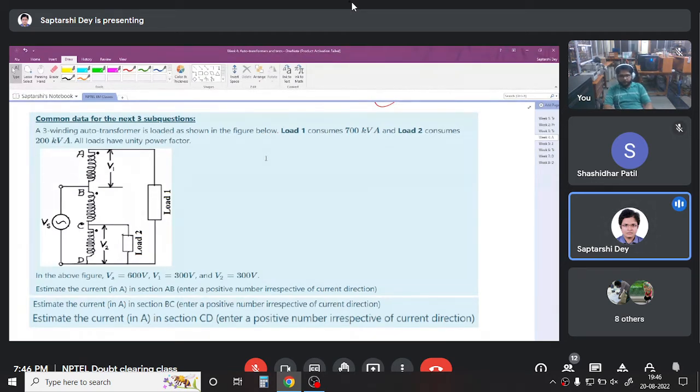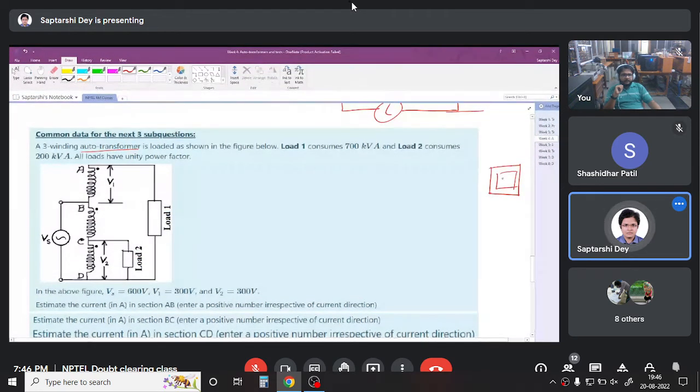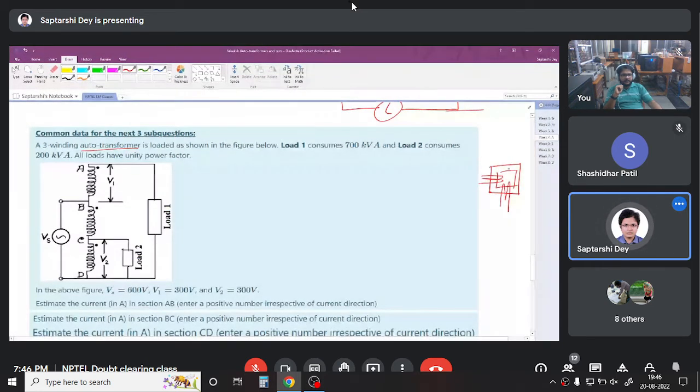Okay, so let us look at this problem on auto transformer. It is a three-winding auto transformer, which is loaded as shown in figure. There are two loads connected. Basically, there are three windings. There is some core, and there are three windings connected like this. Not necessarily auto transformer, connected like this. Polarity test has been done, and then the windings have been connected in this fashion. Then there is a supply, there is a load.